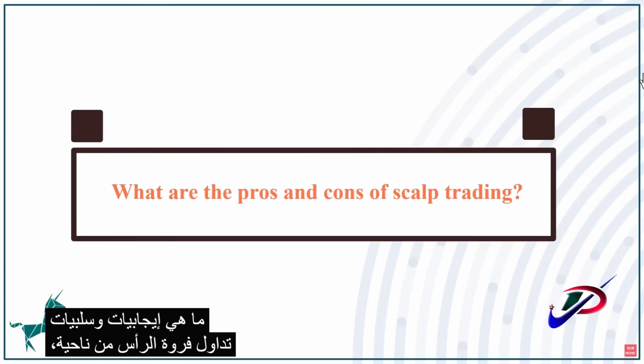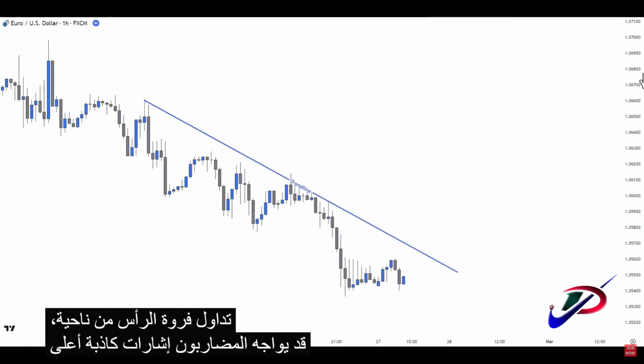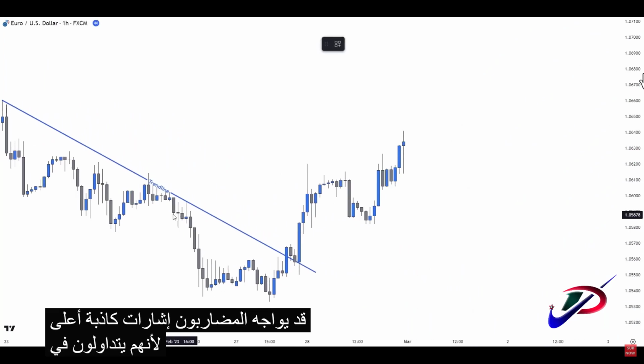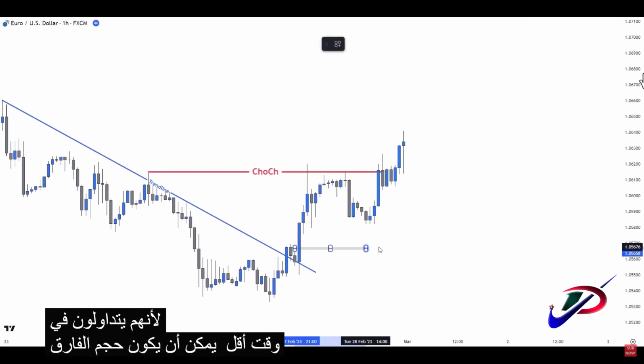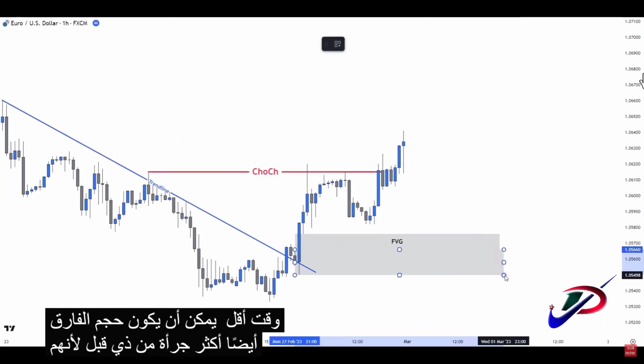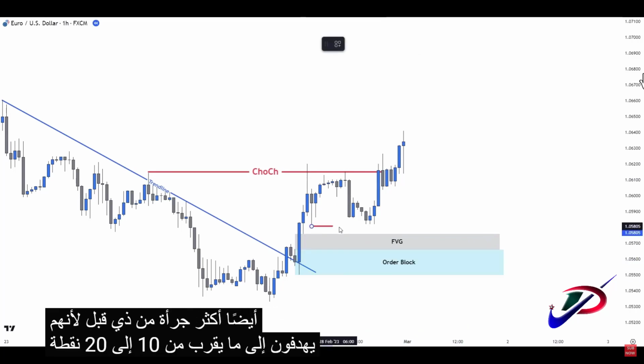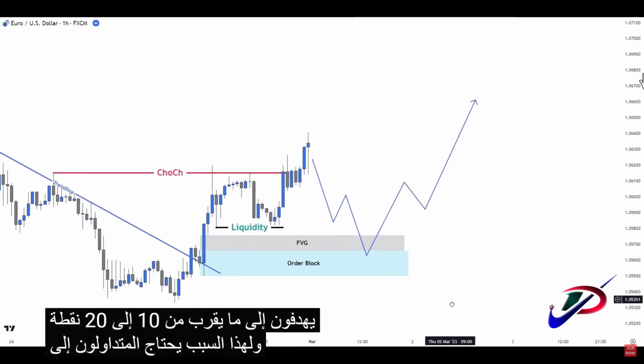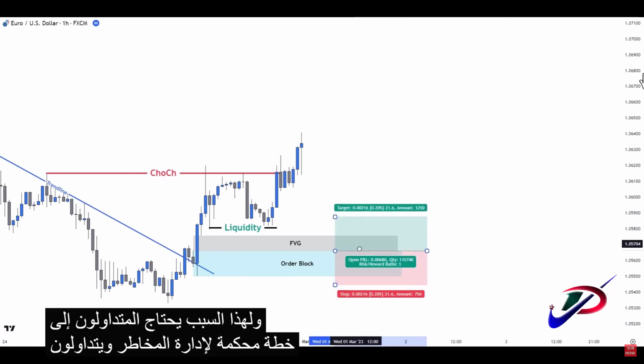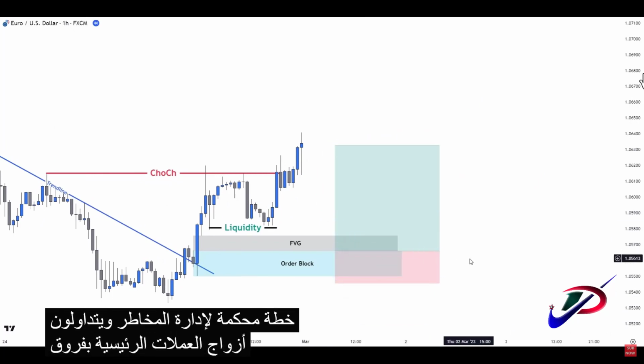On the one hand, scalpers may experience higher false signals because they are trading in the lower time frames. The amount of the spread can also be bigger than before because they aim for approximately 10 to 20 pips. That's why traders need a tight risk management plan and trade the major currency pairs with lower spreads.